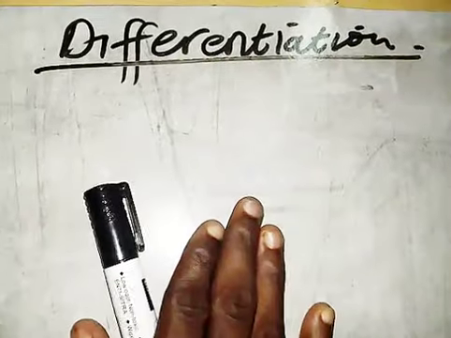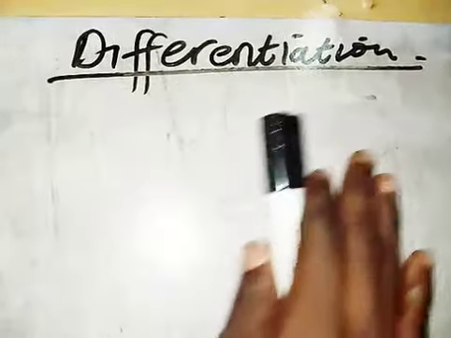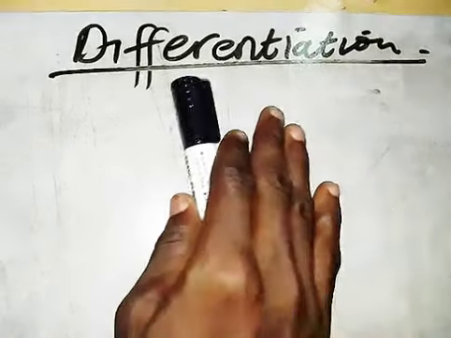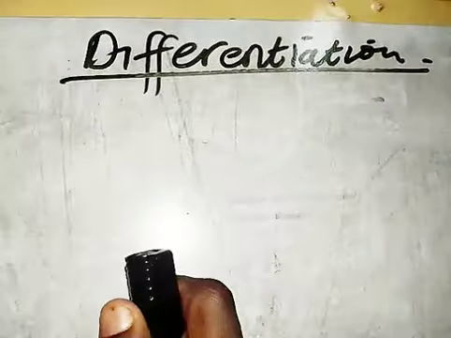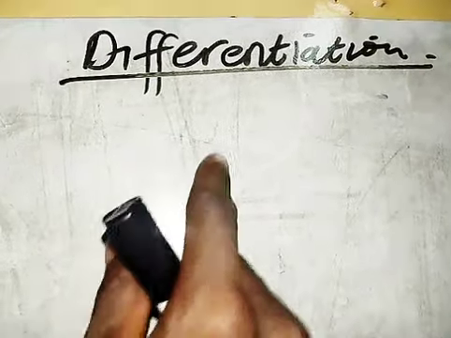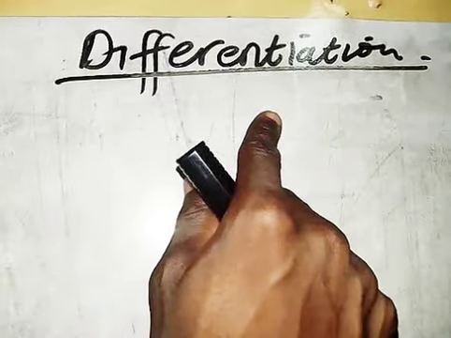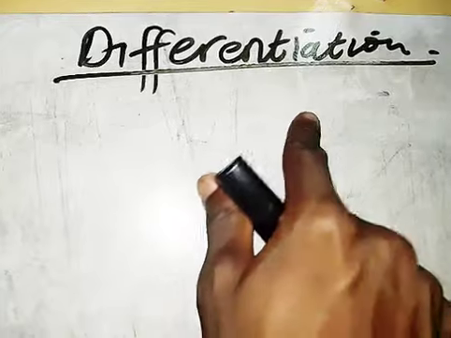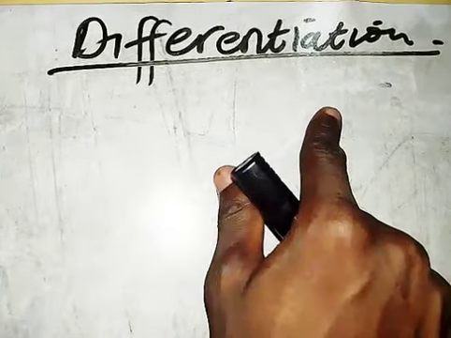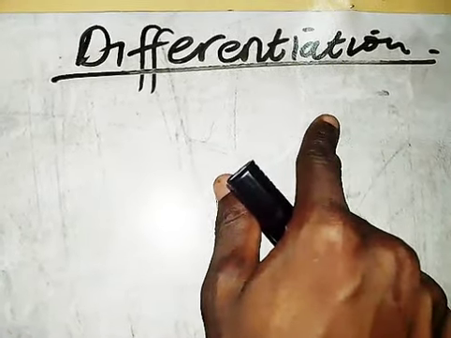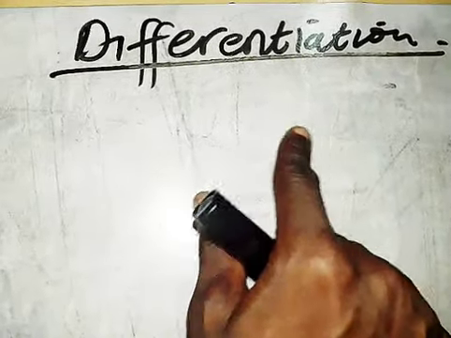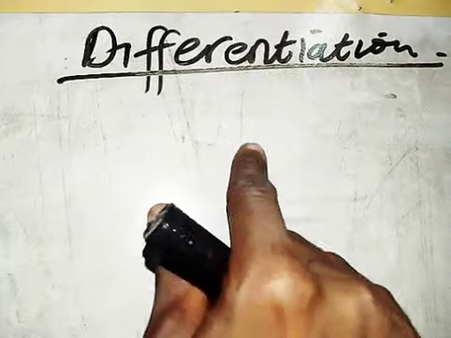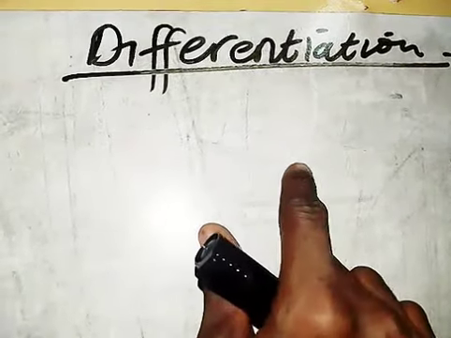In today's tutorial, we are going to talk about differentiation. Alright, so let us start with the definition of differentiation. When we are talking about differentiation in mathematics, differentiation is a process of finding the derivative of a function. I repeat myself. If you have your note, you can take it down right now. Differentiation is a process of finding the derivative of a function.